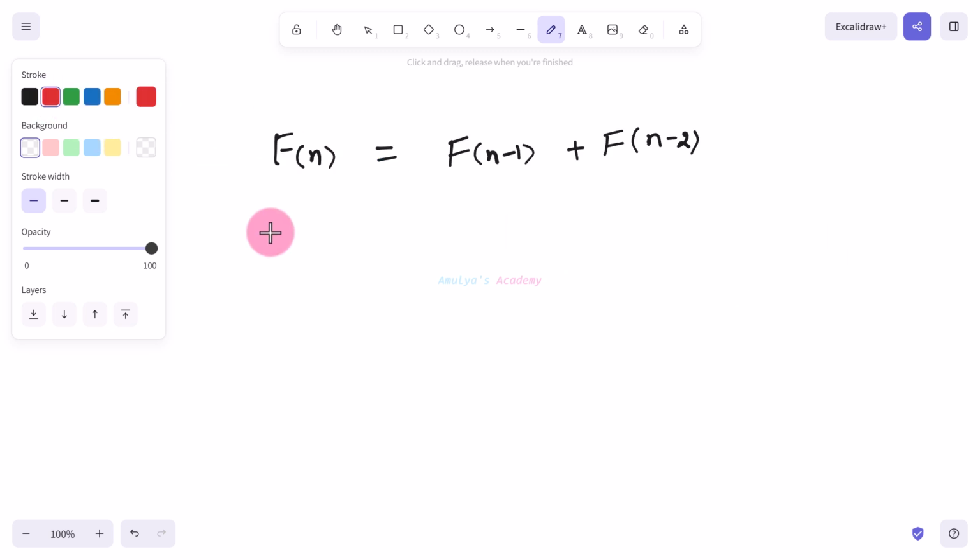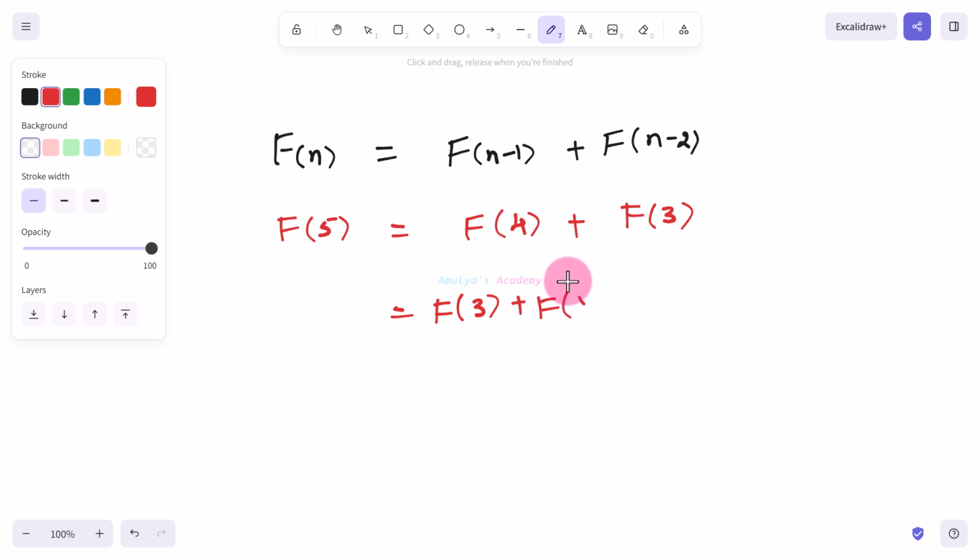For example, if I want to find f of 5, that is actually the sum of f of 4 plus f of 3. But here the problem is I don't know f of 4 and f of 3. What to do? To find f of 4, it is actually the sum of f of 3 plus f of 2, right? I'll use the same formula to find f of 4. And f of 3 is nothing but f of 2 plus f of 1, the sum of the previous two numbers. Now, I don't know f of 3 either: f of 2 plus f of 1.